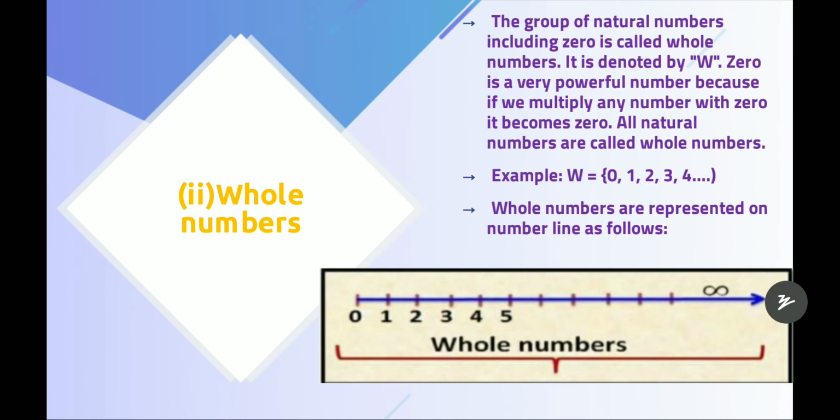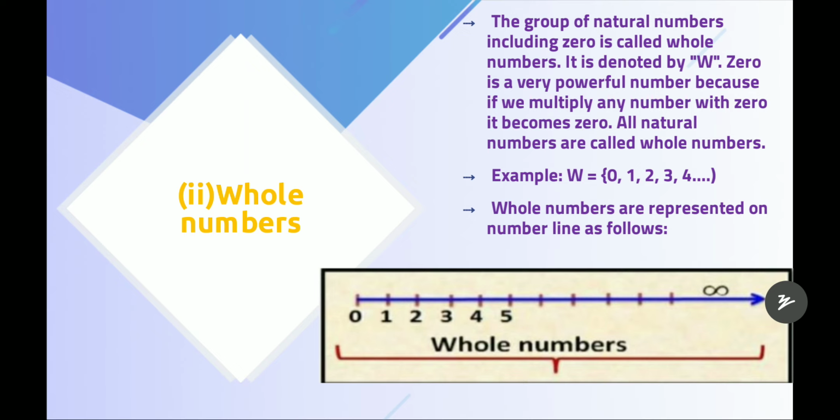0 is a very powerful number because if we multiply any number with 0, it becomes 0. If we subtract 0 from any number, we get the same number itself. And if we divide anything, like a by 0, the value will be undefined. 0 by a can be done, but anything by 0 is undefined. So 0 is a very powerful number.